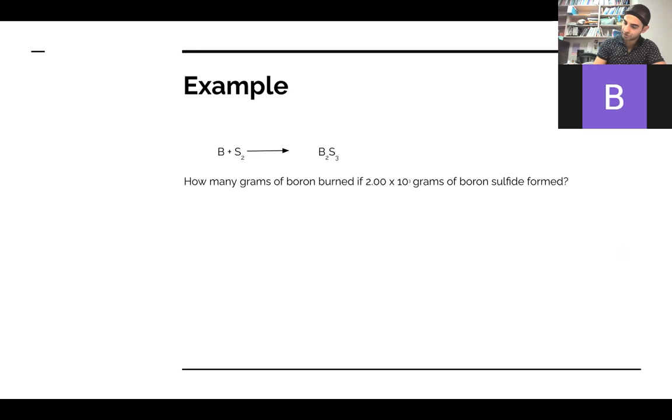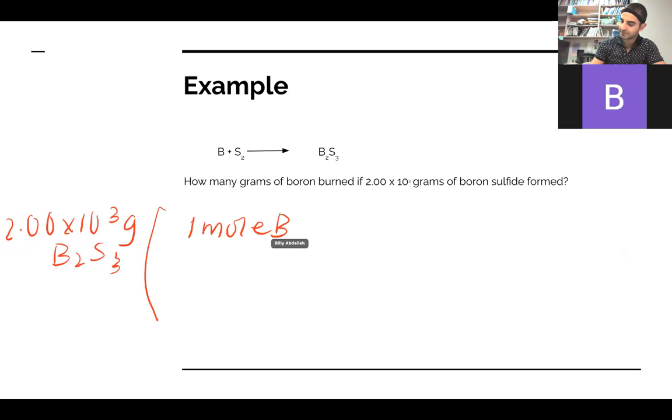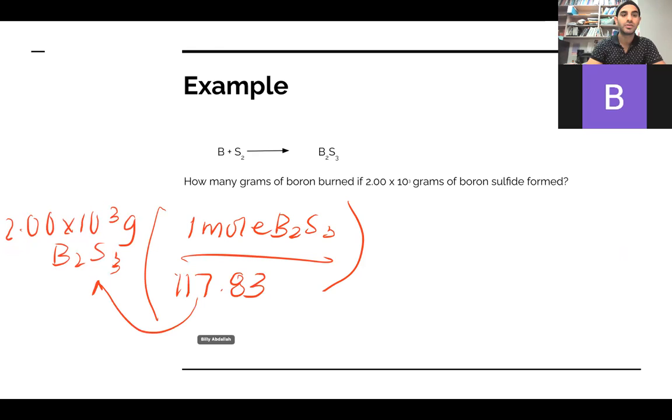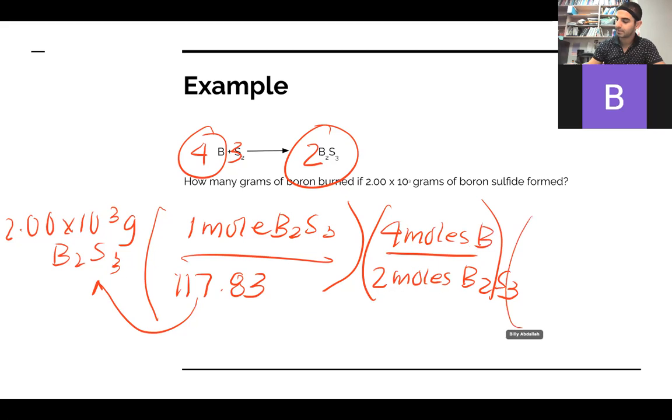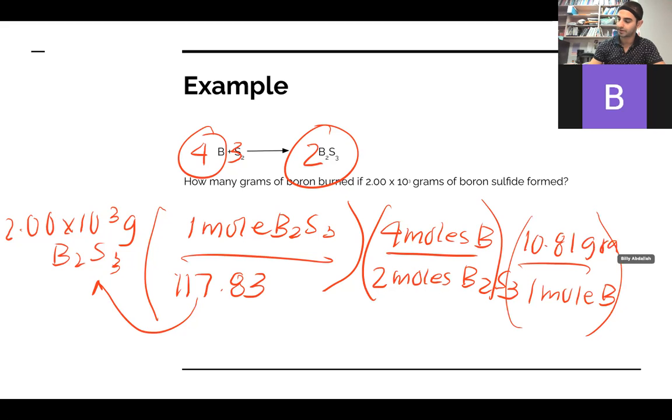Okay, so we have 2.00 times 10 to the third grams of B2S3. 1 mole of B2S3 is equal to the molar mass, which is 117.83. Again, this is just the atomic mass of these, but in grams, added up together. And then we want to say, well, our balanced equation gives us so much information that we can work with. We have, for every 4 moles of boron, we have 2 moles of B2S3. So 2 moles of B2S3 is equal to 4 moles of boron. And then we know for every 1 mole of boron, if we look at the periodic table, that equals 10.81 grams of boron.